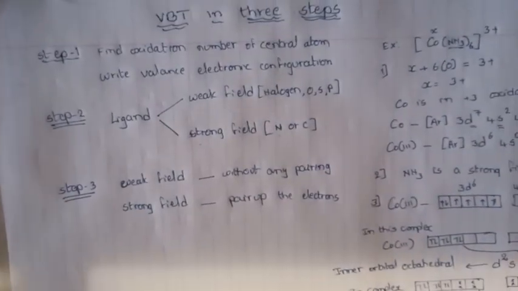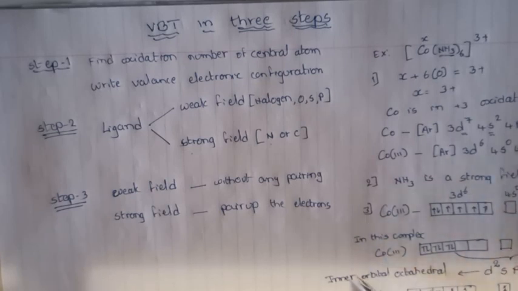All these points you can discuss based on valency bond theory. So simply if you follow these 3 steps, you can find the hybridization as well as all these properties of metal complexes. Understand? I hope you understood this topic.